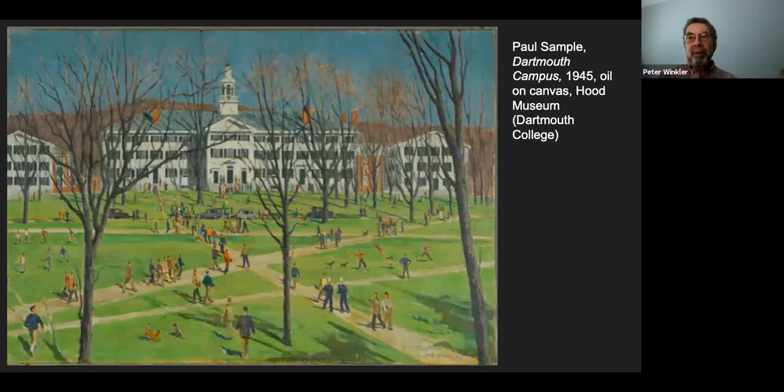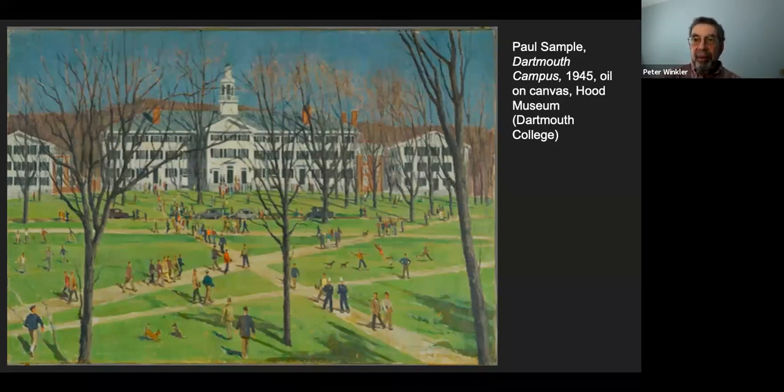Thank you very much. I'm a big fan of Paul Sample's. I didn't know that the Hood had quite so many of his. They normally have Beaver Meadow on display, and recently they had one other painting of his. How can we persuade the Hood to display more of his pictures or maybe put on a big exhibit of Sample's?